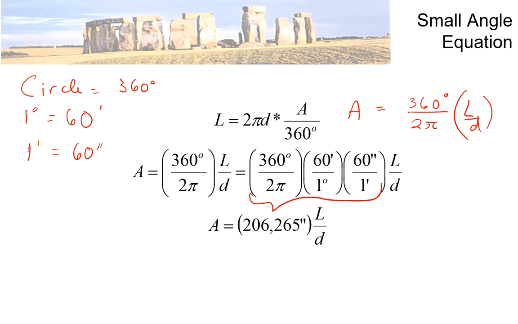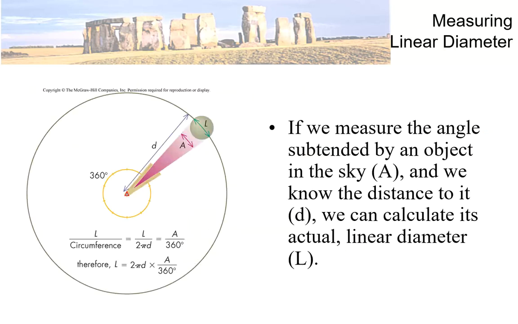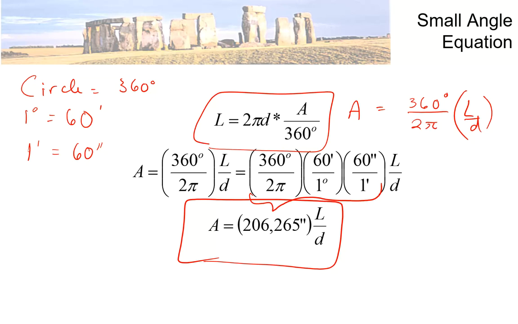And so the angle in arc seconds is 206,265 times the size of an object divided by the distance away from us. So this equation here is an equation that, yes, we'll be using in our homework. And this equation is the same as this equation, is the same as what we had here. They're just different manipulations of the same thing. So that's an equation we're going to have to use.